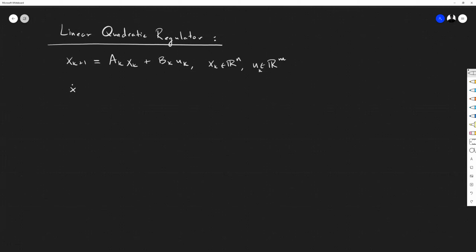We can also have a continuous time system, in which case we'll have an ordinary differential equation, x dot equals A x plus B u. Okay, and so yeah, it's a linear system.